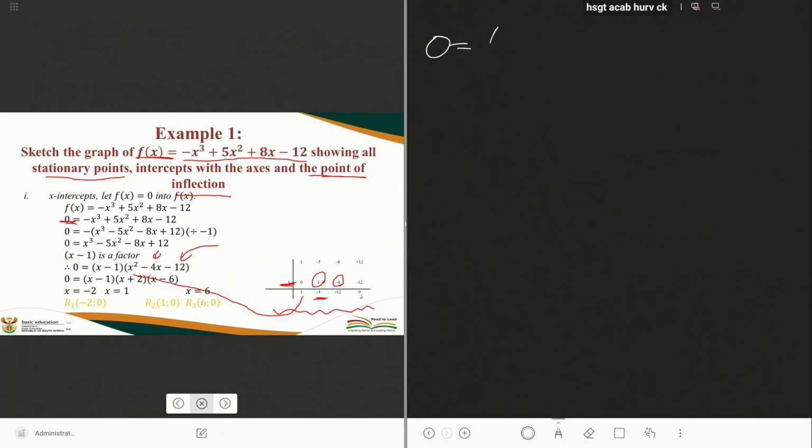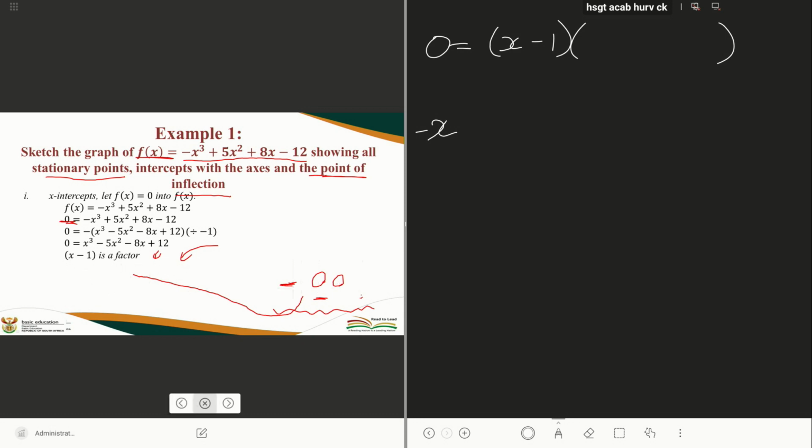0 is equal to x minus 1. If you prefer this method, let's check. We are having x cubed, negative x. Let's try to factorize this part. At this point, we're having x cubed divided by x. Which x? The one that you see here.